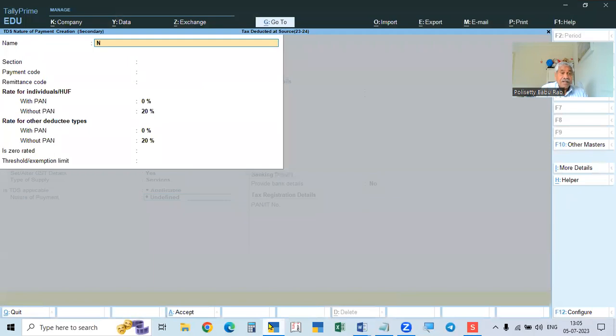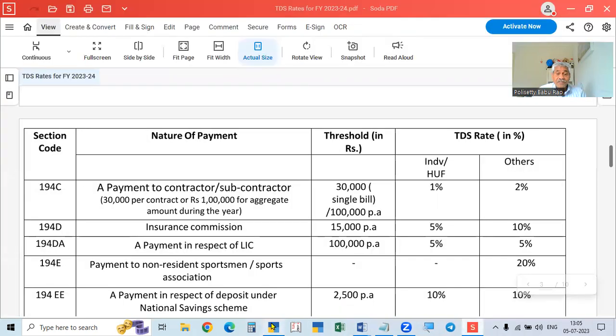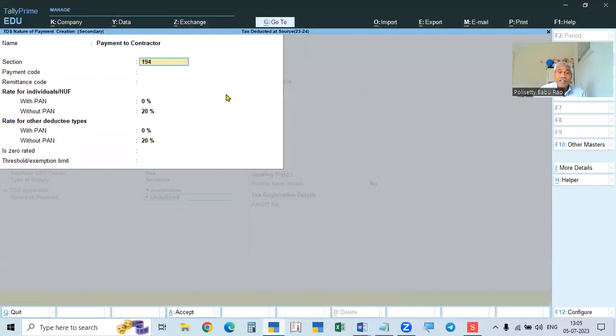See here, nature is payment. Why are you paying? Payment to contractor. It is actually contractor or subcontractor. Contractor, and we have to give the section. The section is 194C. We have to give the section, and the payment code is from this 194C.